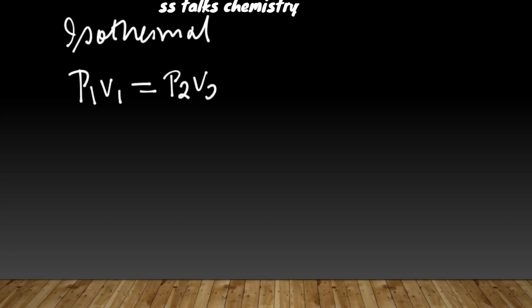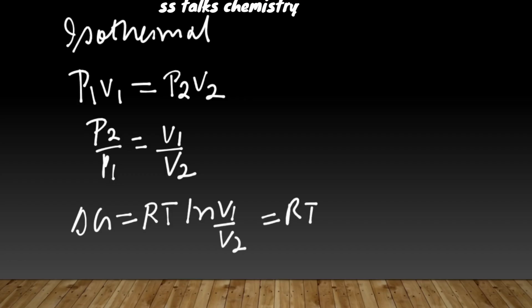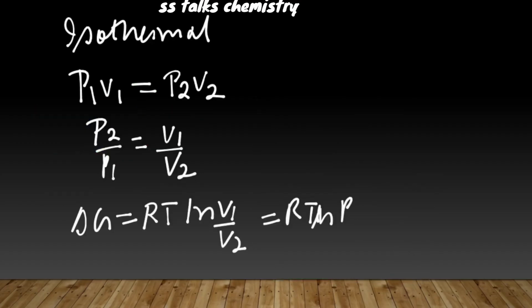Now the condition is isothermal. For isothermal conditions, we have P1 V1 equal to P2 V2, right? So here P2 upon P1 is going to be equal to V1 upon V2. So delta G in terms of the volume is going to be RT ln of V1 by V2, or in terms of pressure, RT ln of P2 upon P1.